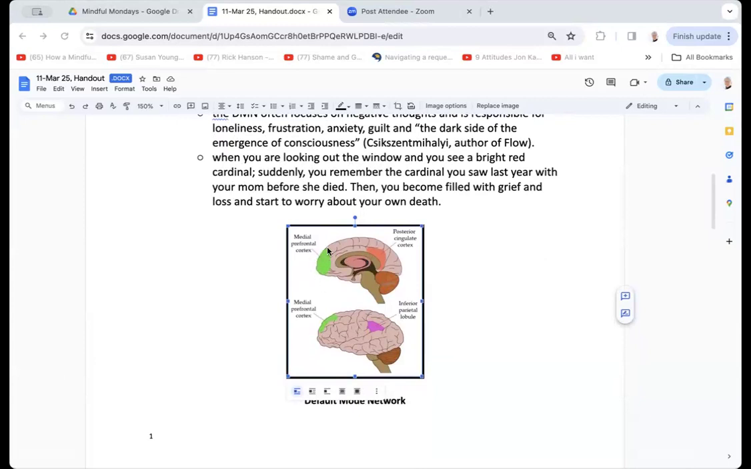What they said when I did a bit more research was this green part on the left that I'm circling, that's the part that's taking us into the future, that's at the front of the brain, and this part, the posterior cingulate, is the part that lights up when we're worrying. So when you're remembering your mom and you're thinking about the cardinal you saw last year and then your mom and her death, that's lighting up this part of the brain. And then when we start to worry about our own death in the future, that lights up that part of the brain. There are other parts of the brain involved as well.